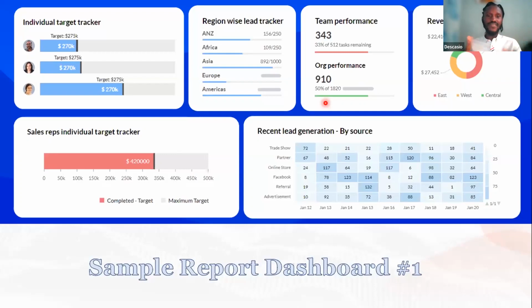What can we do to increase the performance? If you look at this 343 that I have here, it says 33% of 512 tasks is remaining. That means like 67% is already done. What can I do to improve this? And this is just a basic kind of dashboard.